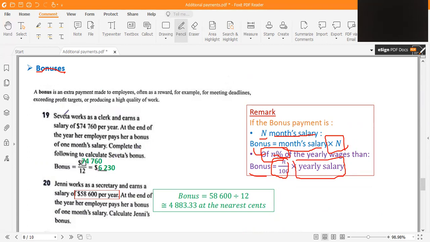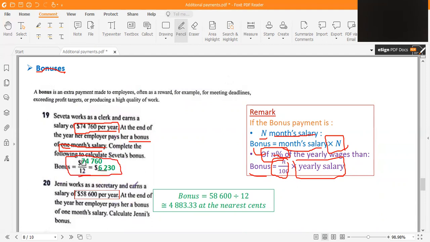Like here, Sevta works as a clerk and earns a salary of $74,760 per year. At the end of the year, her employer pays her a bonus of 1 month's salary. So we have the yearly payment, and we should deduce the monthly salary because the bonus equals a monthly salary. Normally the monthly salary equals the yearly salary divided by 12. We obtain the bonus amount.